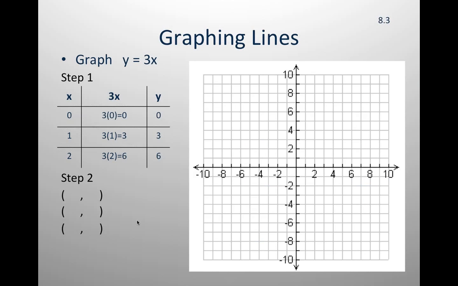Okay, so here's an equation here, and if we're going to graph it, first thing we're going to do is summarize the ordered pairs in a table. We're going to use the values 0, 1, and 2. And we'll simply plug those in for x, do the math. 0 times 3, 1 times 3, and 2 times 3. And then that'll give us our ordered pairs. And from there, we're ready to grab our points.